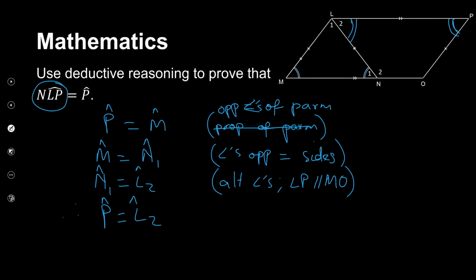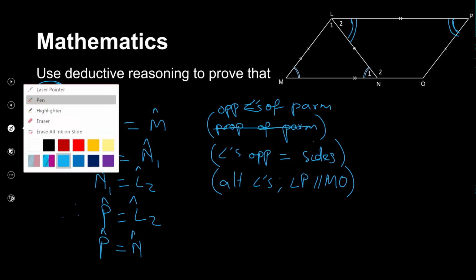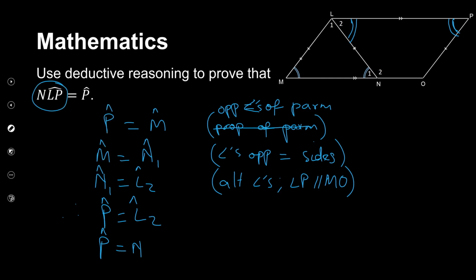And you don't need a reason for that, but you can always just say P is therefore equals to NLP, not angle at N. You can always go back and write it the way the question wanted you to do it, which is NLP. But NLP is this angle here, which is just L2.